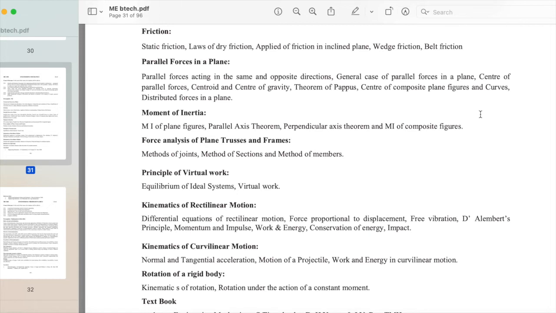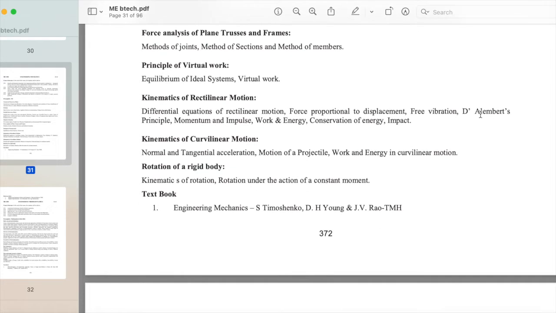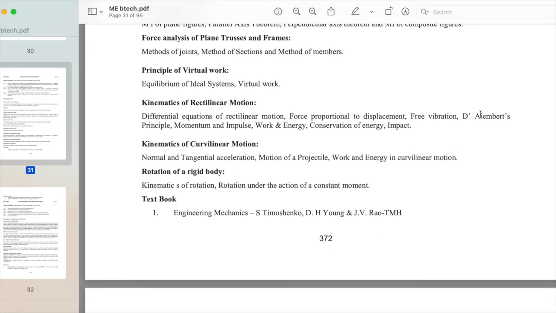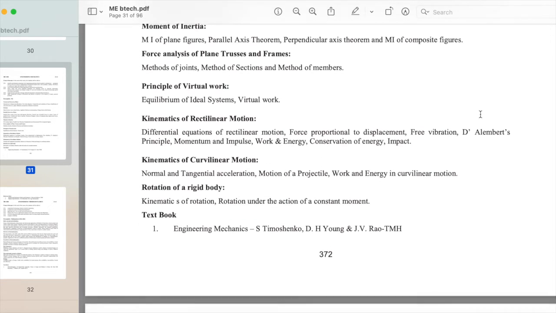method of members, principle of virtual work, equilibrium of ideal systems, virtual work, kinematics of rectilinear motion, differential equations of rectilinear motion, force proportional to displacement, free vibration, D'Alembert's principle, momentum and impulse, work and energy, conservation of energy, impact, kinematics of curvilinear motion, normal and tangential acceleration, motion of a projectile, work and energy in curvilinear motion, rotation of a rigid body, kinematics of rotation, rotation under the action of a constant moment.